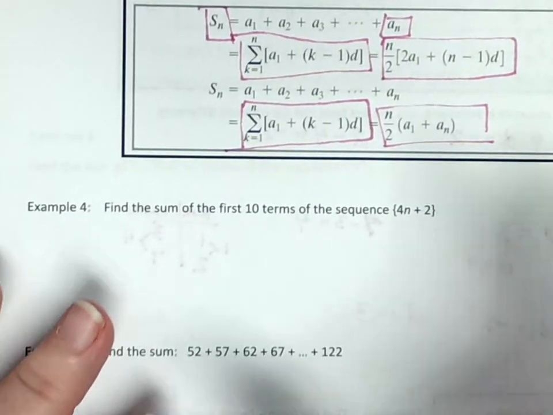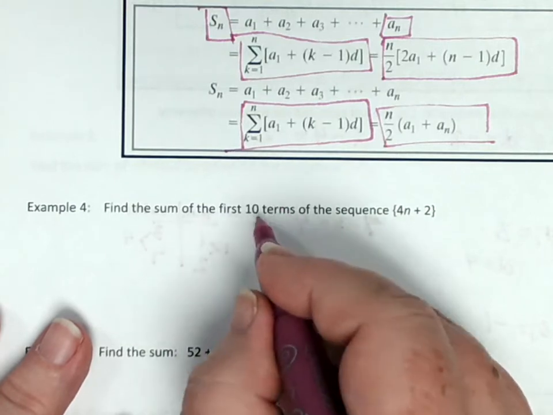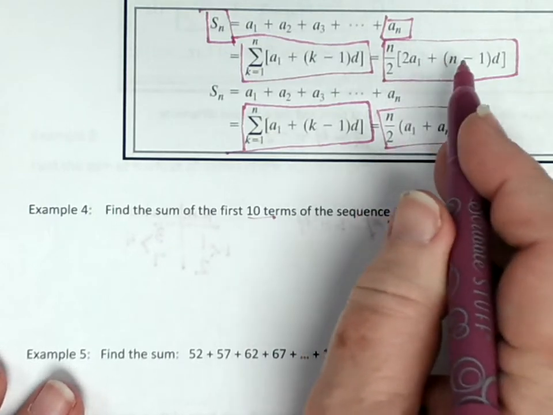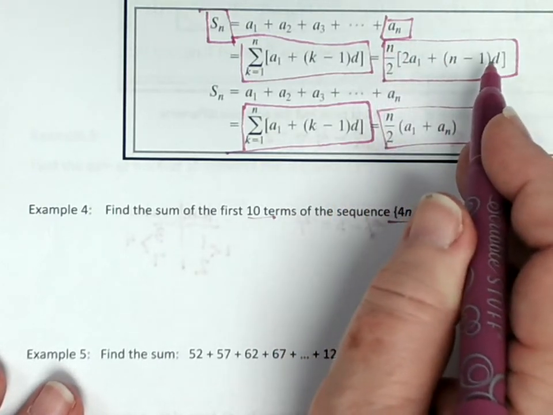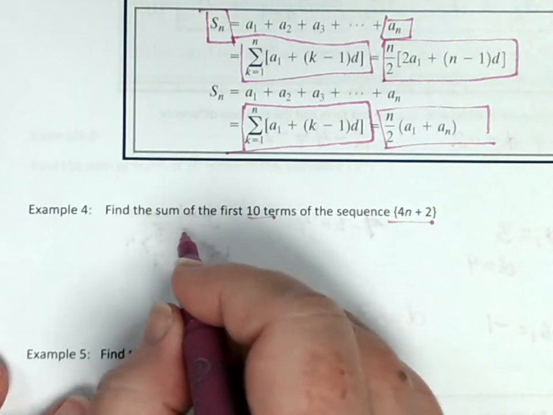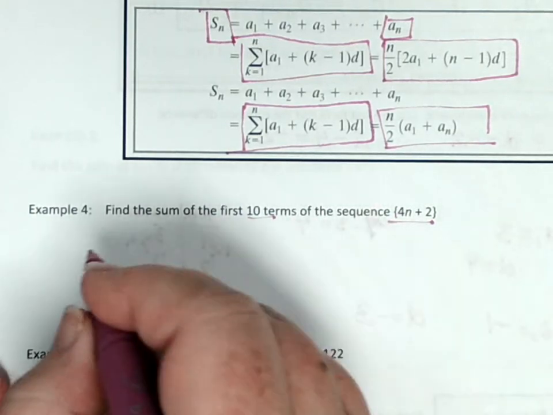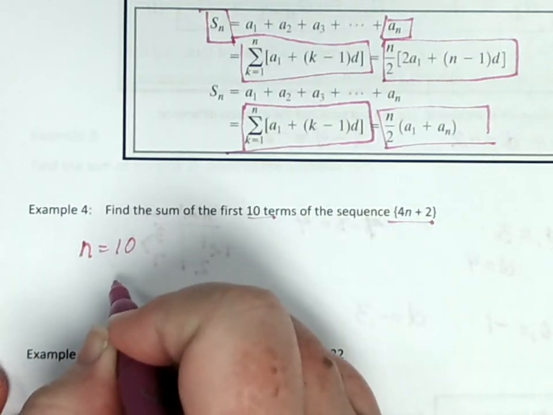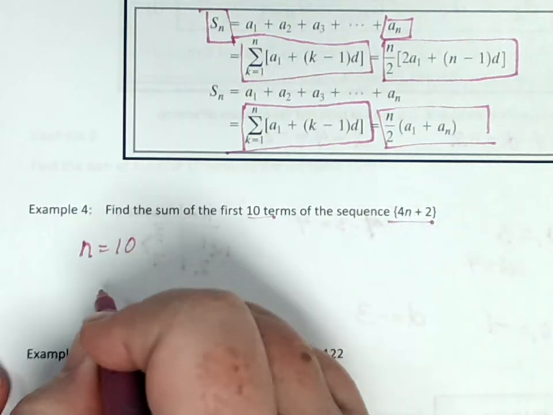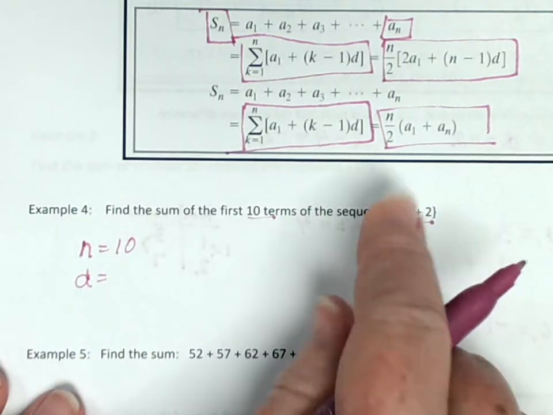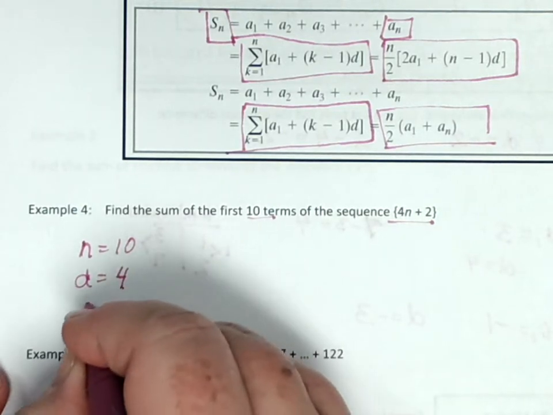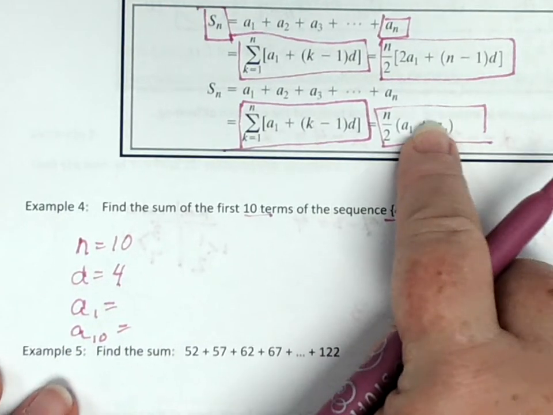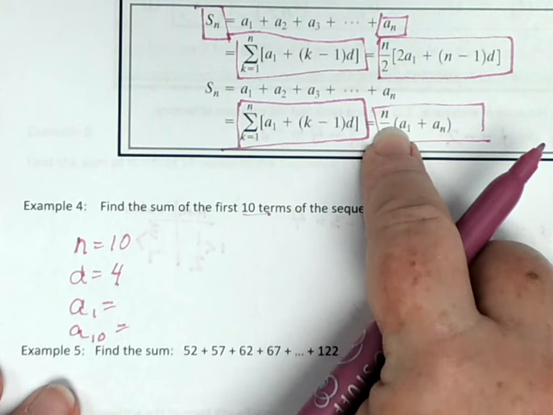Okay, so let's find the sum of the first 10 terms of this sequence. They gave me a sequence. In both of these formulas, you'll notice we needed to know n, we needed to know d, and we needed to know the first term. So let's list that out. The first 10 terms means n is equal to 10. The common difference, which we can find in the slope, is equal to 4. I now need to find the first term and the 10th term. That's the easiest formula to use: first term plus the last term, times n divided by 2.